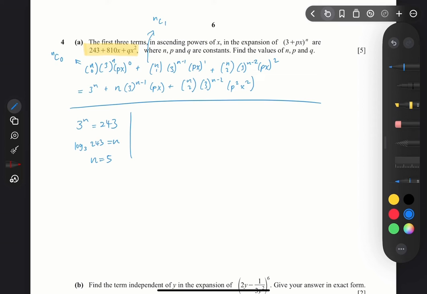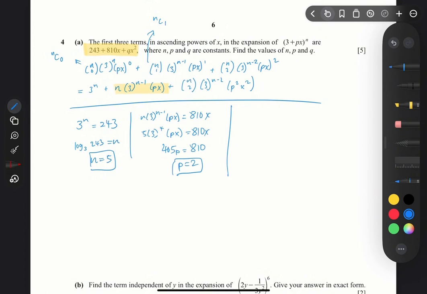And then the second part of the equation, which is this part, so this part is equal to 810x. And since you know n is 5, you can sub it in. And you can cancel the x here as well. So p will be 2.